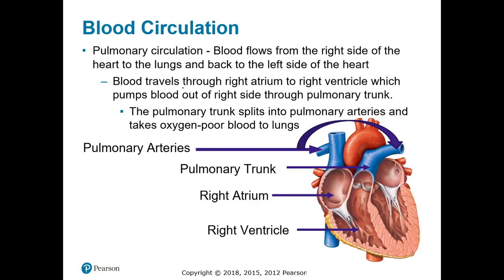Then what happens is blood travels through the right atrium to the right ventricle, and it does this through our tricuspid valve. And then this right ventricle pumps blood out of the right side through the pulmonary trunk. So blood's here, it's going to travel down to our ventricle. The ventricle is going to contract and pump blood up through our trunk. And then our trunk splits into our right and left pulmonary arteries, which take blood away from the heart and to the lungs.